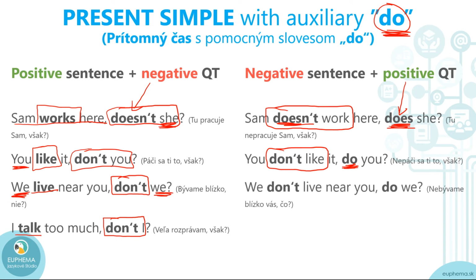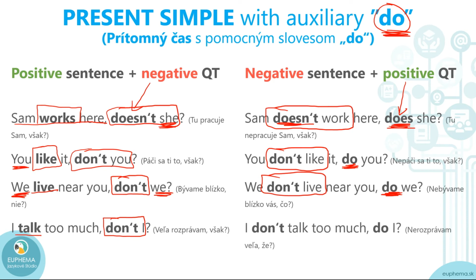We don't live near you, do we? Negative, don't live, plus positive, do we? I don't talk too much, do I? Right? Okay, so this was present simple with auxiliary do.